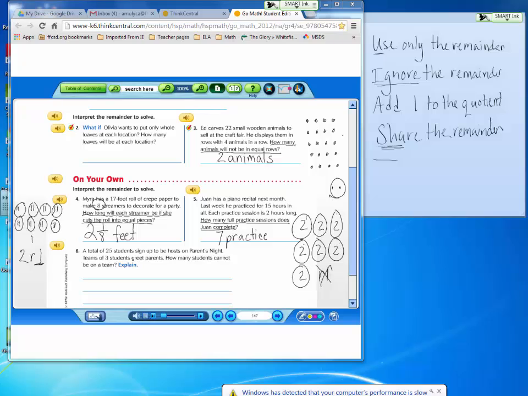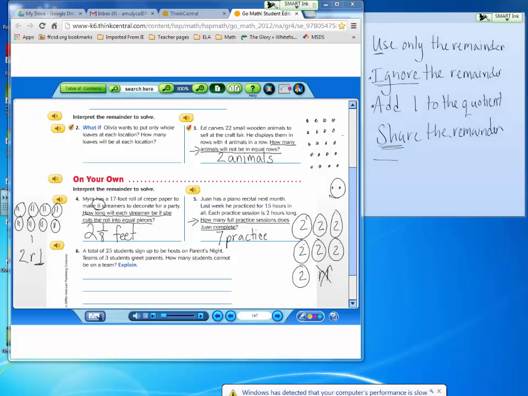Now, I suggest that all of the students do the division. They can even write the answer and then really look at this last part, this question at the end. This will guide them towards looking at, am I using only the remainder? Am I looking for what's left over? Or am I ignoring the remainder, looking for how many full things or full groups?